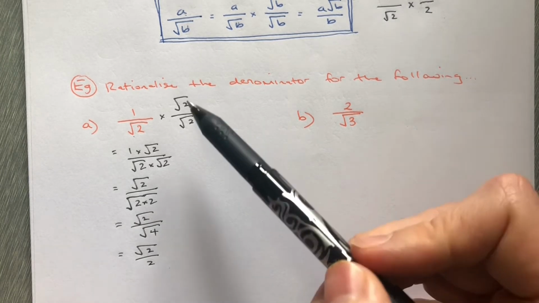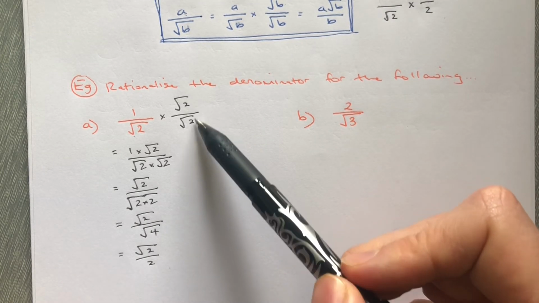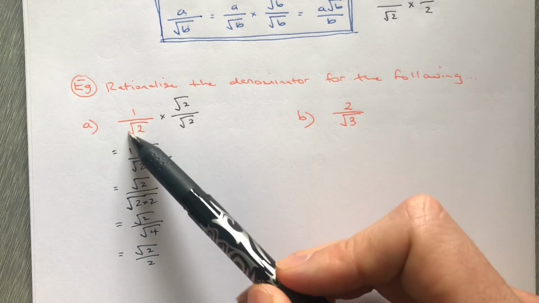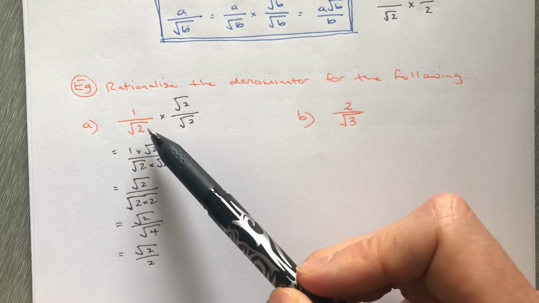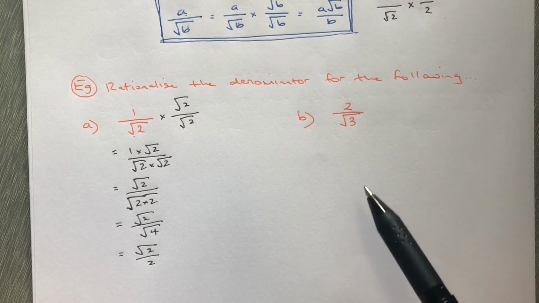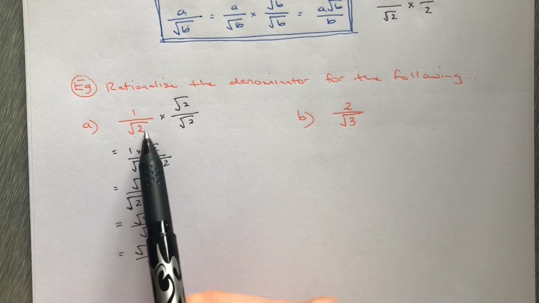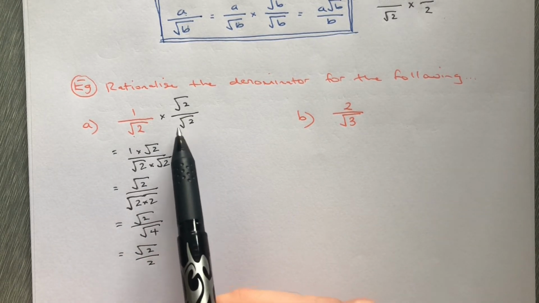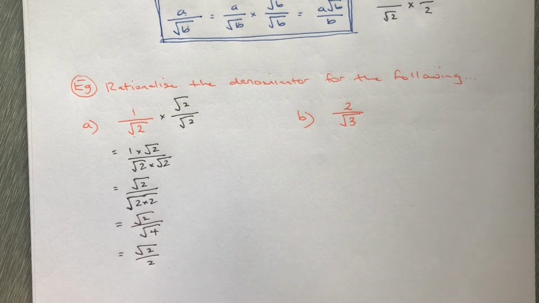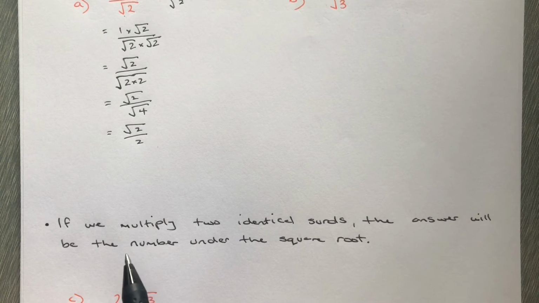Now you might look up here and be like, how come you chose root 2? You always need to make sure you choose whatever the surd is down the bottom, because if you know this you can be a lot quicker: a surd multiplied by that same surd, the answer ends up being whatever number is under the square root. I've written that down here, so I'll get you to put that into your notes as well. So if we multiply two identical surds, the answer will be the number under the square root.